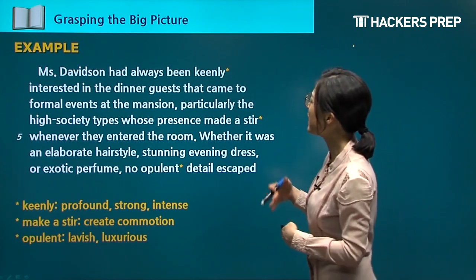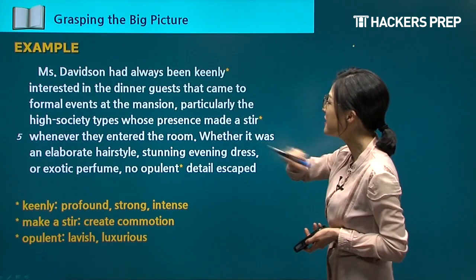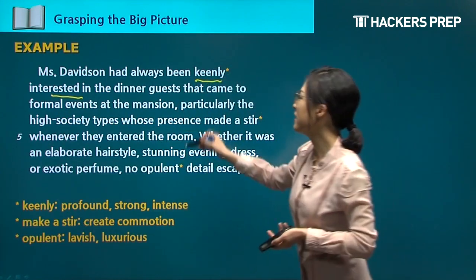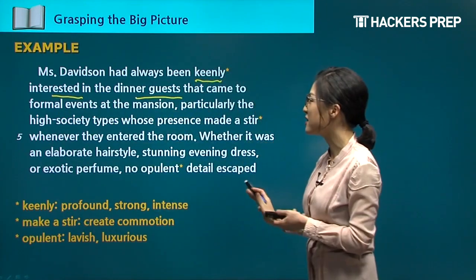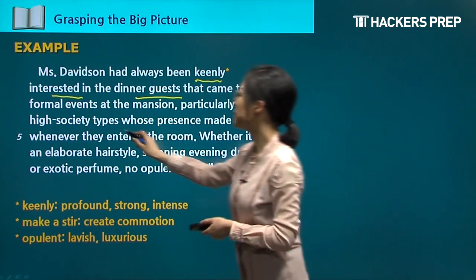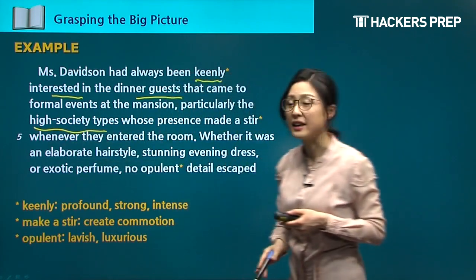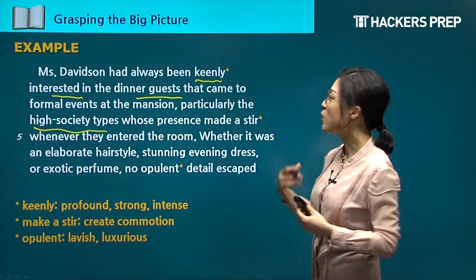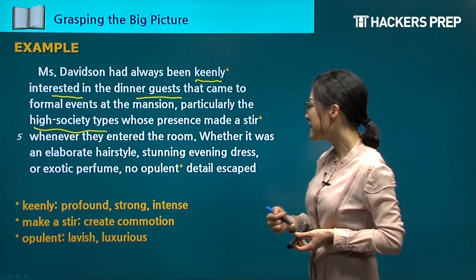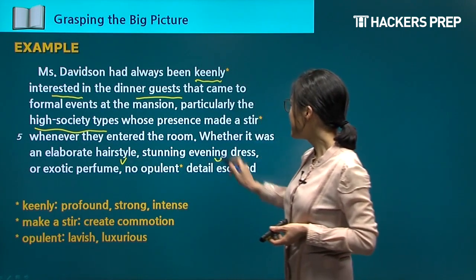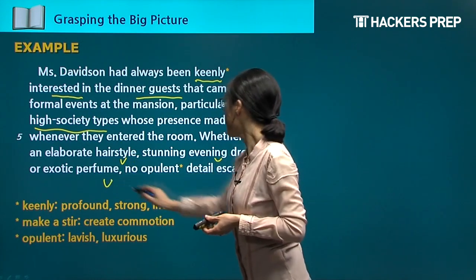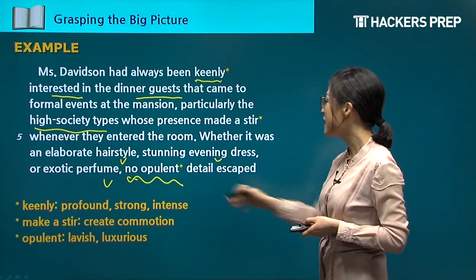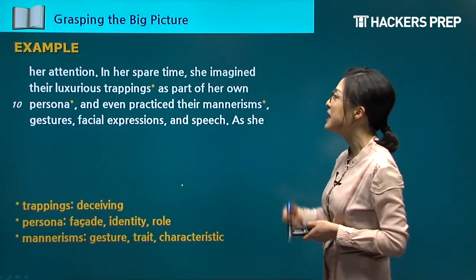All right, so here, what do we learn about Ms. Davidson? So Ms. Davidson is introduced as someone who is quite interested in dinner guests. And who are these dinner guests? We know that these dinner guests are people from high society, right? What is it that fascinates or holds her attention? Their elaborate hairstyles, stunning evening dress, exotic perfume. So all these different opulent details really hold her attention, as we can see from "no opulent detail escaped her attention."